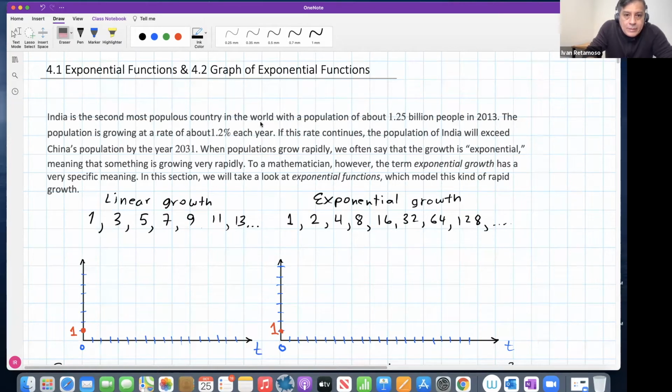Exponential growth always tells us that something grows very rapidly. So in order to understand this better, let's do it mathematically. Let's try to use an example here. For example, we're gonna compare linear growth with exponential growth.